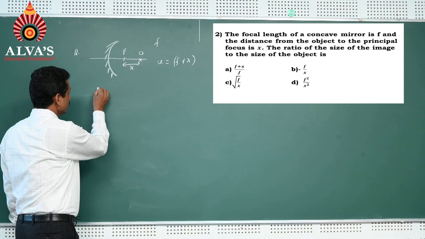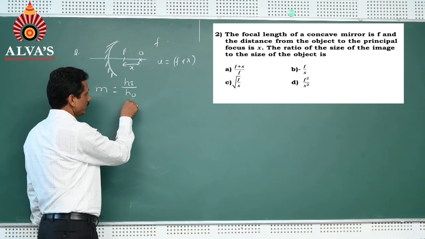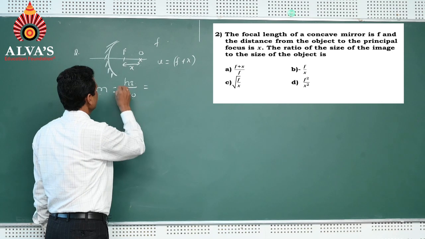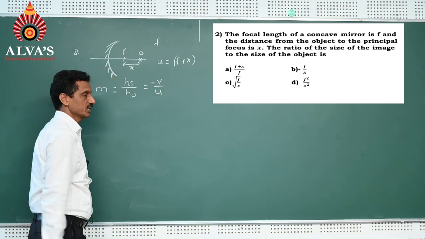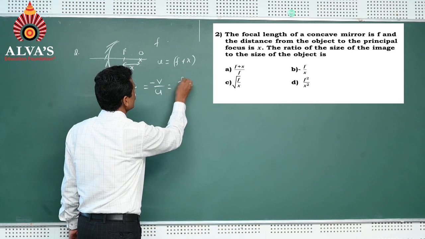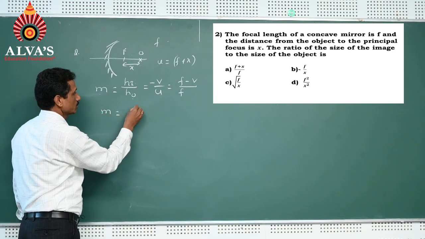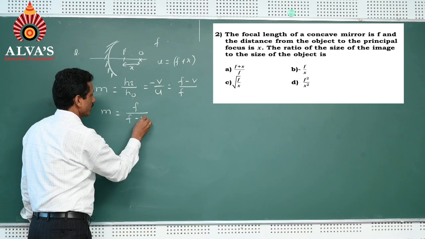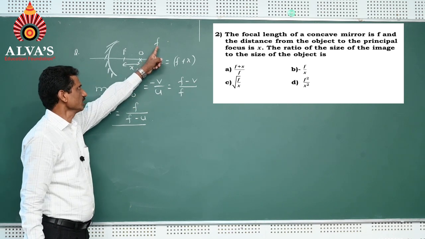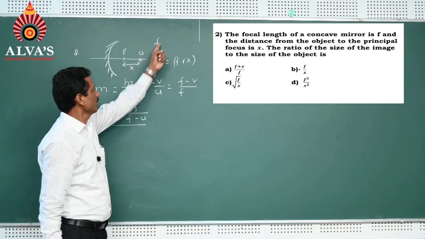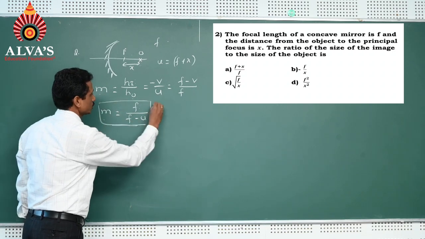Our aim is to find out the magnification. Magnification is equal to linear size of the image to the linear size of the object. Therefore, we have the formula hi by h naught is equal to image distance by object distance, for concave mirror it is negative. Also, we have the formula f minus v divided by f. Also, magnification is equal to f divided by f minus u. See, dear students, this is a shortcut method because it is given f and x, that is f and u. Therefore, m is equal to f divided by f minus u is the best formula to solve this problem.